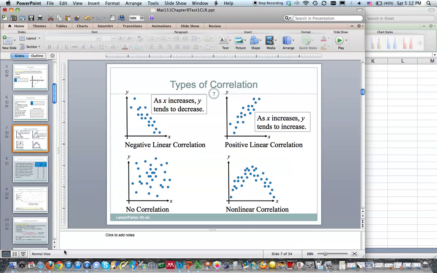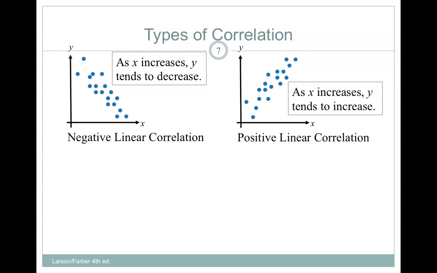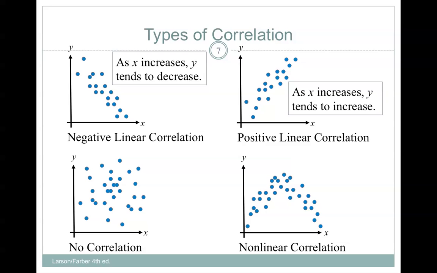So, types of correlation. We can have a negative linear correlation, and that is as x increases, y tends to decrease. A positive linear correlation, as x increases, also y increases. No correlation at all means nothing exists, and a nonlinear correlation. In this class, we're going to be dealing with negative linear and positive linear correlations.